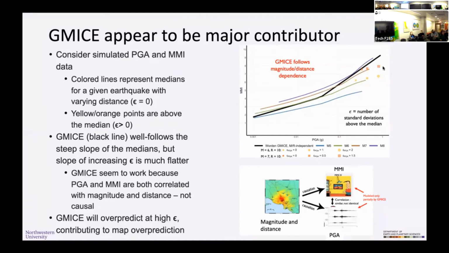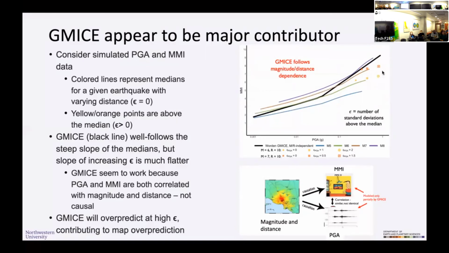However, once we get above the median, which is going to happen in reality and is shown by these orange and yellow dots here, the GMICE predicts MMIs higher than what can actually be expected. The slope of the increasing epsilon, where epsilon is the number of standard deviations above the median, is much flatter than that of any of the median types or the GMICE itself. This is really important because hazard map predictions fall high above the median. So in other words, the GMICE is going to inflate the predicted MMI higher than what it should be.